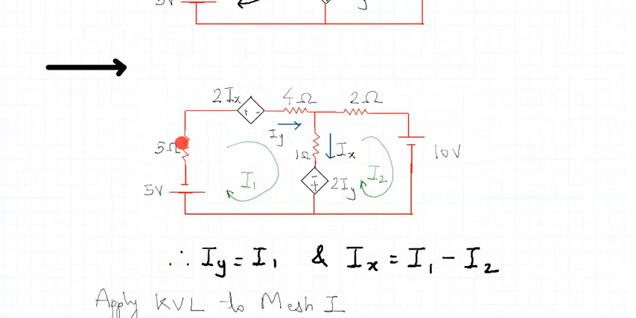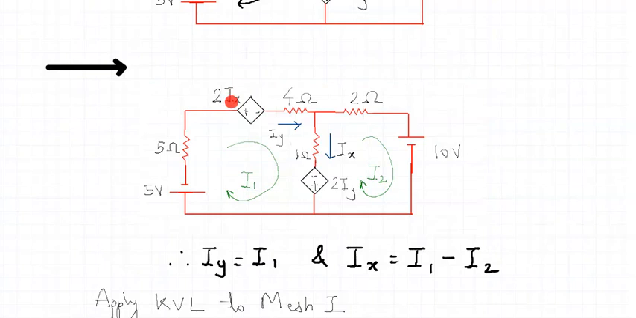Then I'm following this current direction. What is the current here? I1. So minus 5 minus I1 into 5. Then I come to the dependent source. What is the voltage of this? The voltage of this is 2Ix.